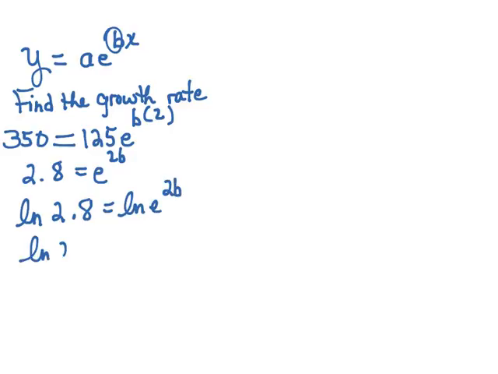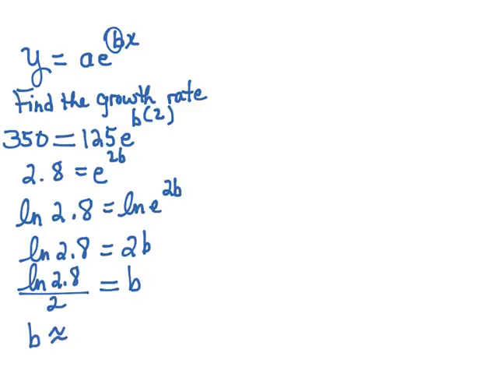And we've learned that using the inverse property, the natural log of e to a power is just the power. So b turns out to be the natural log of 2.8 divided by 2. So b is approximately equal to 0.5148. So now that I know b, I'm going to go back and I want to answer the original question.